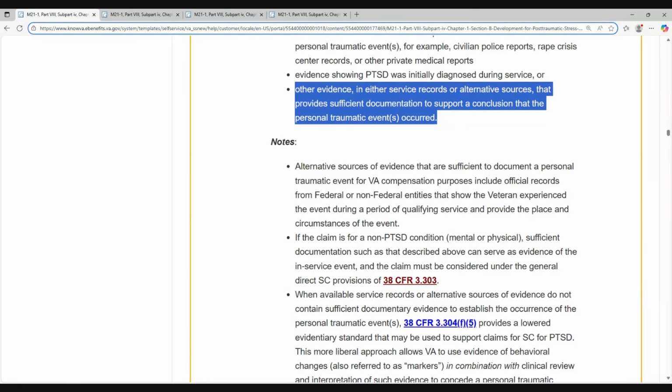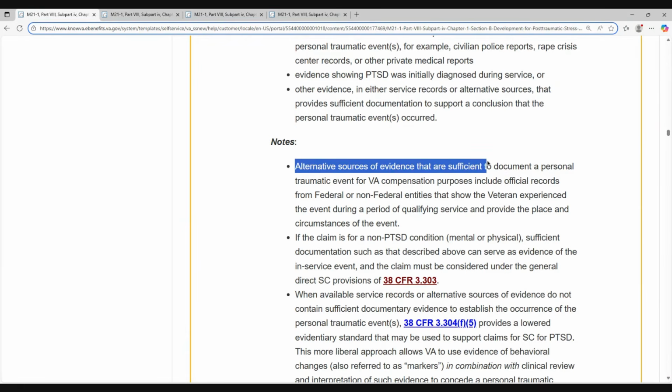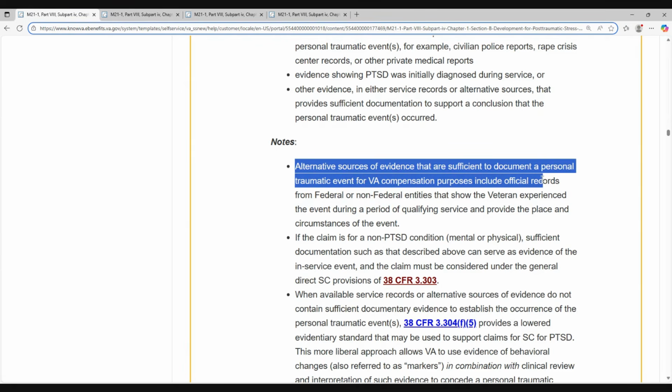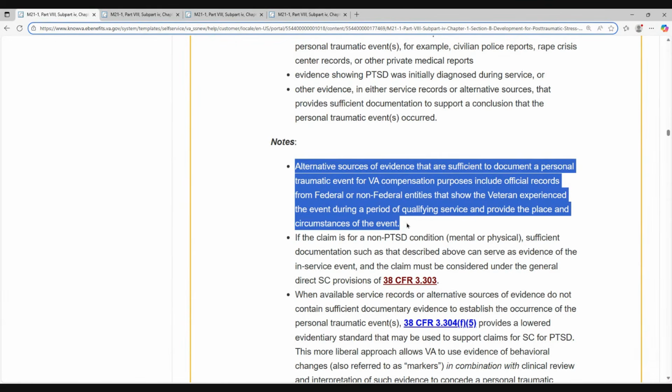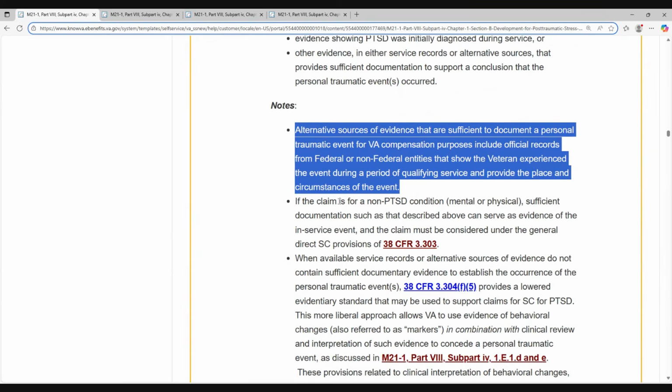And then they talk about alternative sources sufficient to document personal traumatic events for VA compensation purposes. Federal and non-federal entities that show the veteran experienced the event during a period of qualifying service, or provide the place and circumstances of the event. So that could be the Department of Defense, and we'll go into some of the objective documentation that the Department of Defense provides.